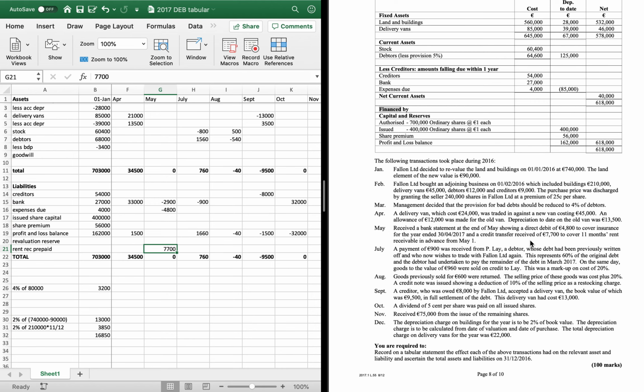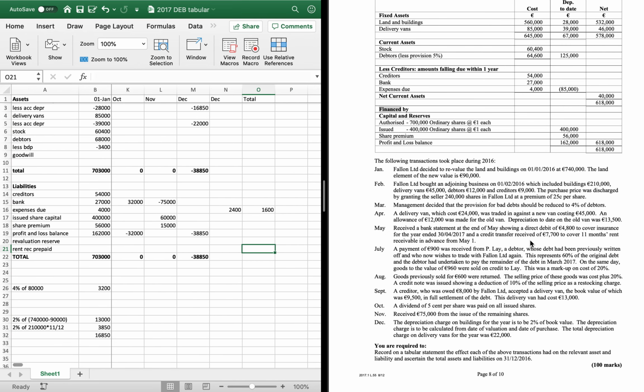So if 7,700 is 11 months, well then 700 a month. So 3/11ths will be 2,100 in the total. So at the end of the year, there's 2,100 prepaid. So how do we get from 7,700 to 2,100? Well, it's got to be a minus 5,600 there. Okay, and that brings it into the 2,100.